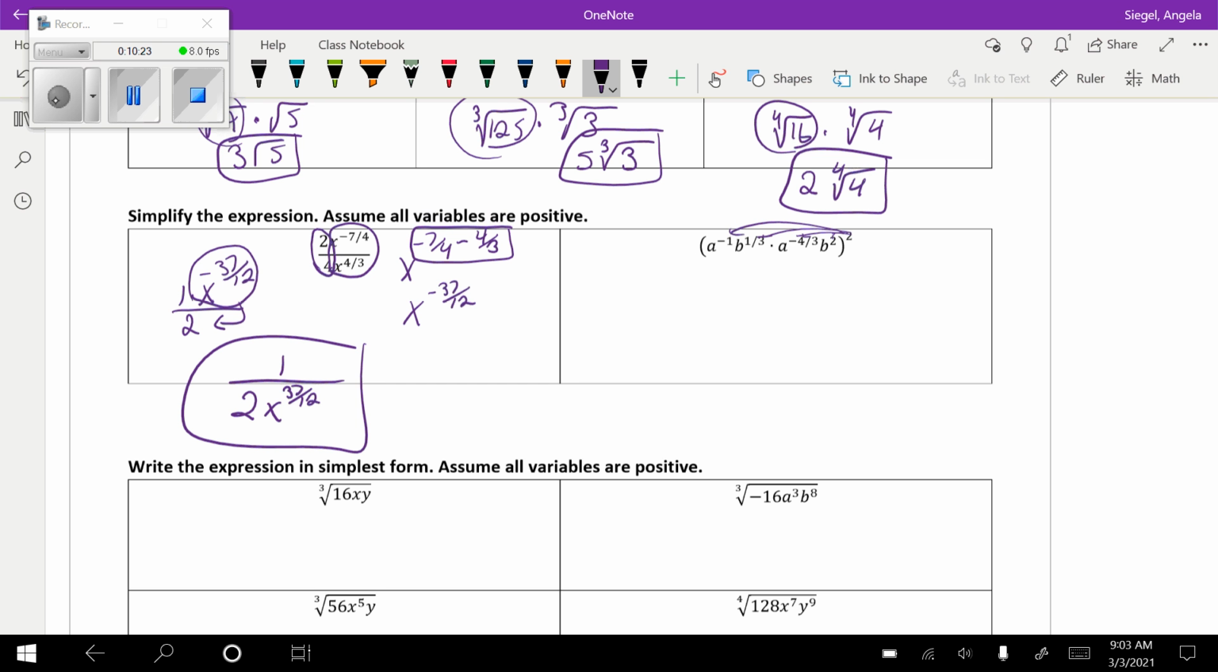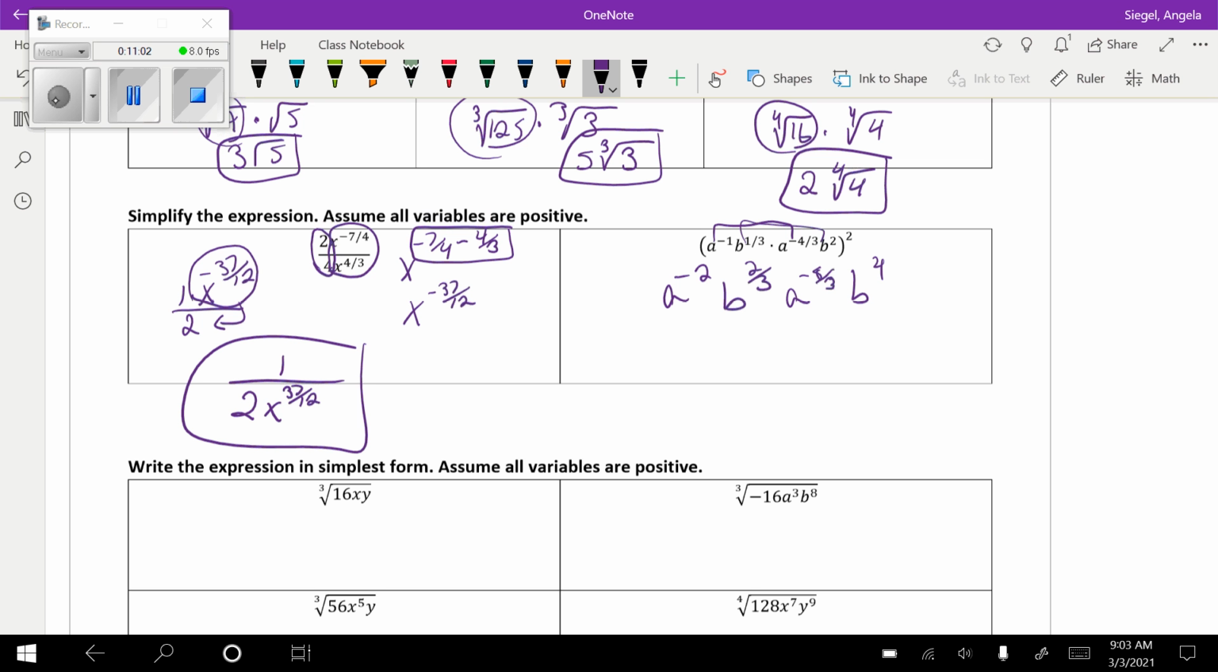So when I raise a power to a power, I'm going to multiply. So let's erase it. I have -1 times 2, so a to the -2 power. I have 1/3 times 2, so b to the 2/3 power. I have -4/3 times 2 is a to the -8/3 power. And b to the second times 2 is b to the 4th power. Now, you could have taken a different approach and combined like terms inside, then distributed the 2. That's totally up to you. You're going to do it eventually either way.